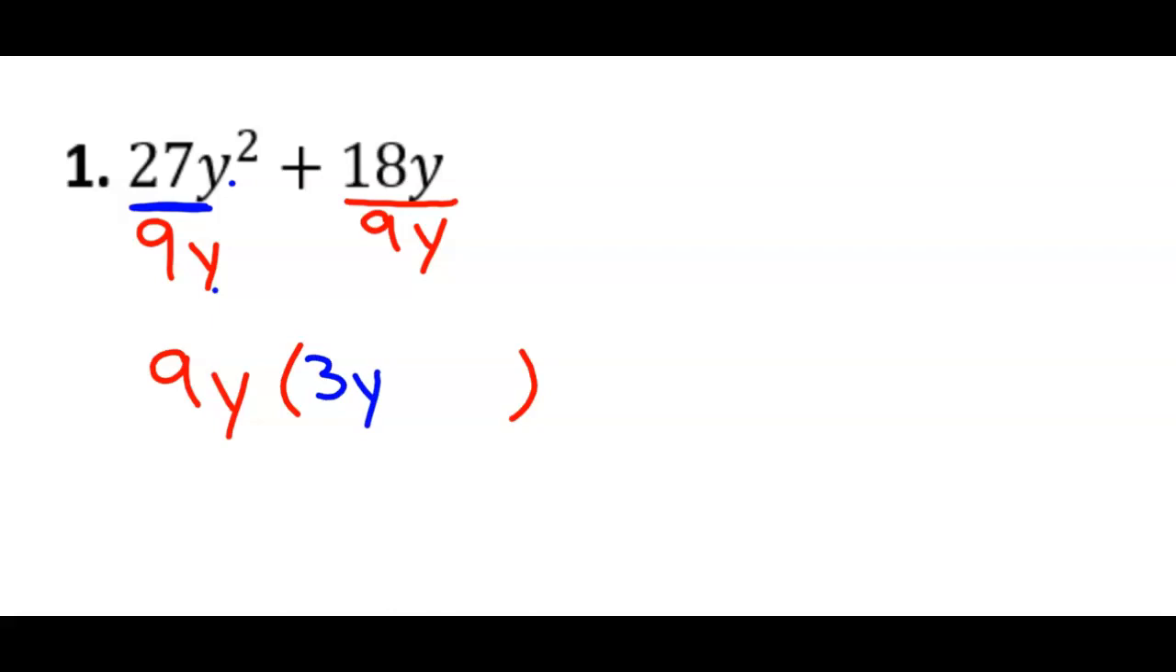Move to my next term. Positive 18 divided by 9 is? Positive or negative? Positive 18 divided by 9 is positive 2. What's going to happen to my y's? They're going to cancel out because it's going to be 1 minus 1 is 0, and we know that anything to the 0 power is equal to 1. That's my answer. We don't solve it?